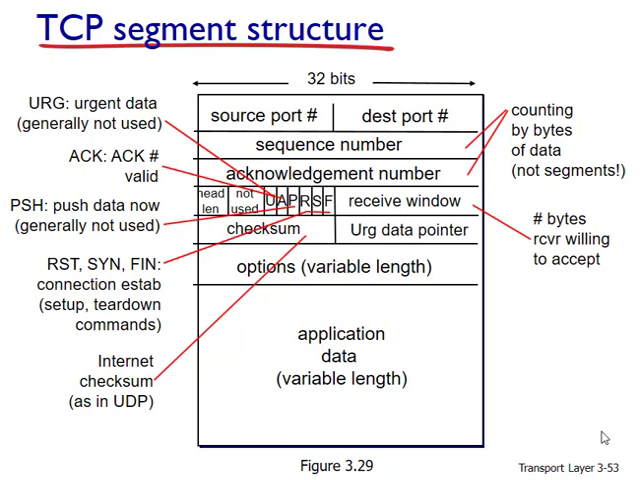The location of the last byte of this urgent data is indicated by the 16-bit urgent data pointer field. TCP must inform the receiving side upper layer entity when urgent data exists and pass it a pointer to the end of the urgent data. In practice, the PSH and URG bits and the urgent data pointer are not used.